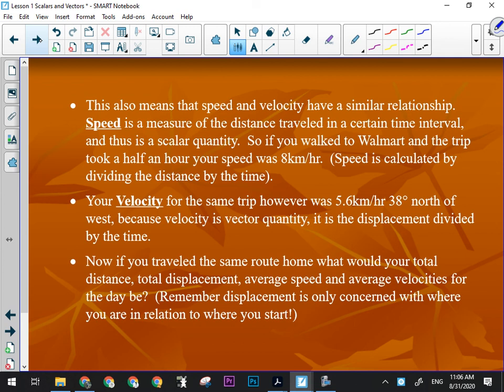And then obviously distance and displacement are similar. Distance tells you how far you've gone, but displacement tells you how much and in what direction you've changed your position. So they're very similar. They both measure how far, but they do it from different perspectives or different points of view. And we already talked about that part.